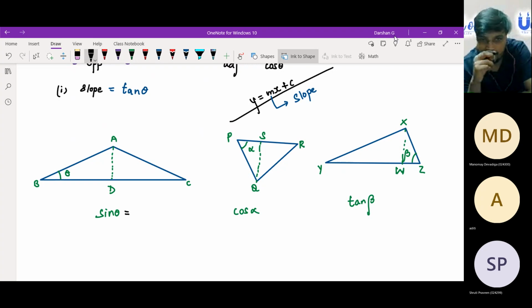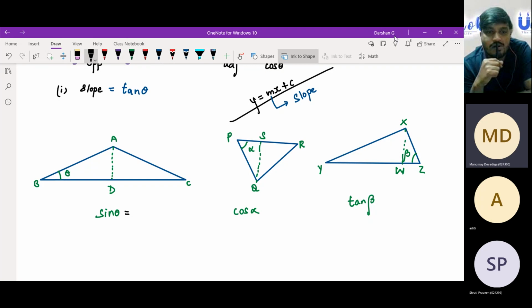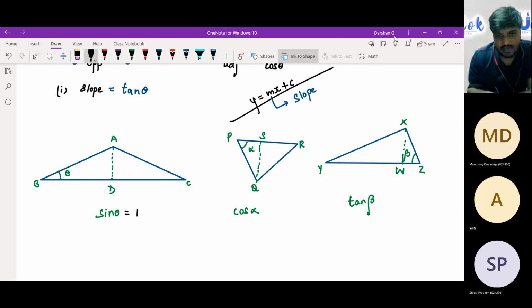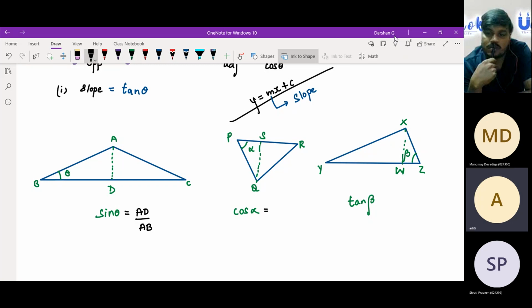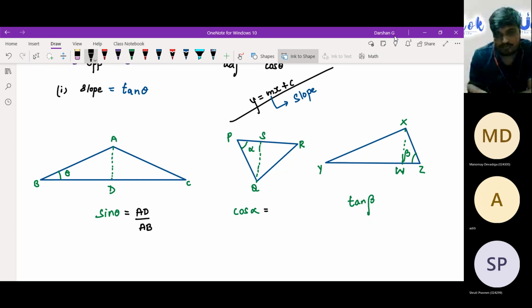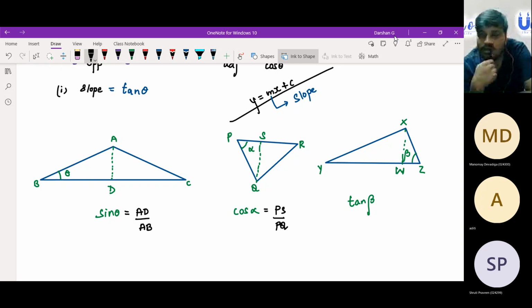Manomai, are you ready with sine? Yes, sir. Tell me. Sine is equal to AD by AB. Correct, AD by AB. Very, very good. What about Aditi? Cos alpha, PS by PQ. PS by PQ. Okay.